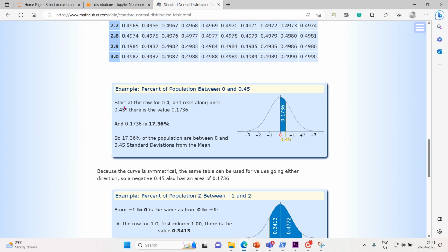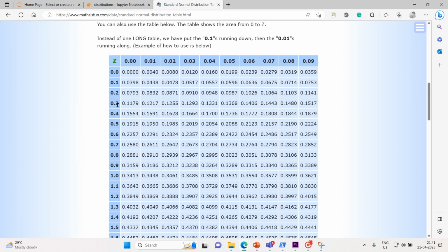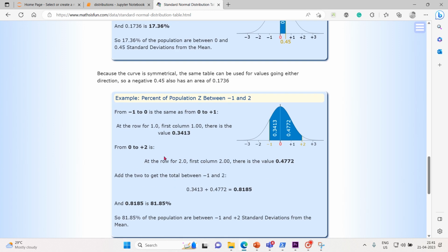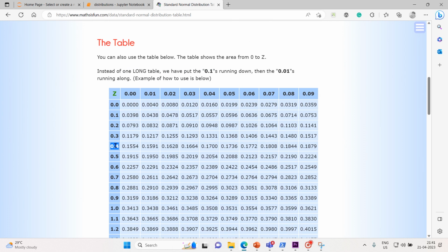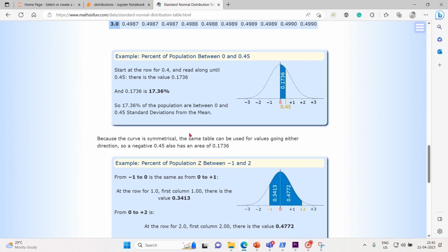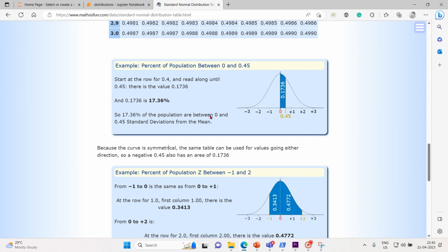For example, start at the row for 0.4. So 0.4 is here. Now read along until 0.45, there is a value. So 0.4 plus 0.05 becomes 0.45, and the probability of getting that would be 0.1736. That is 17.36 percentage. So 17.36 percentage of the population are between 0 and 0.45.